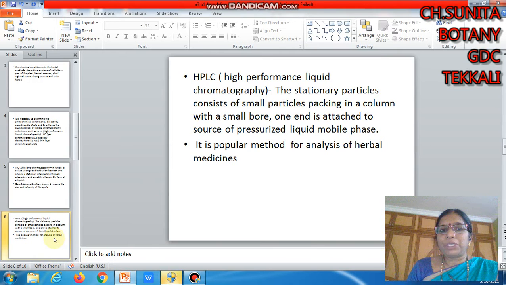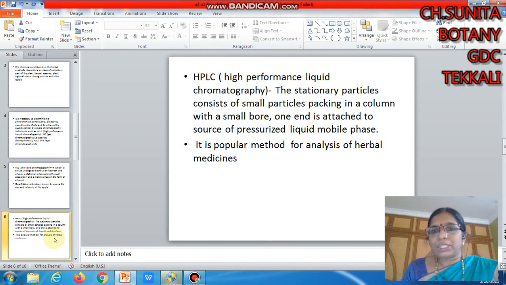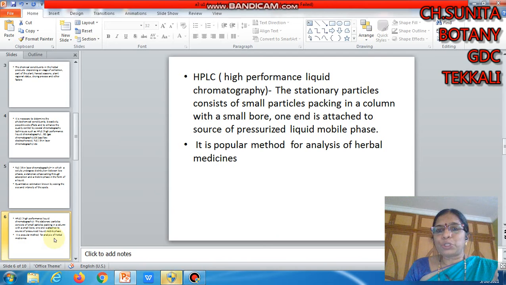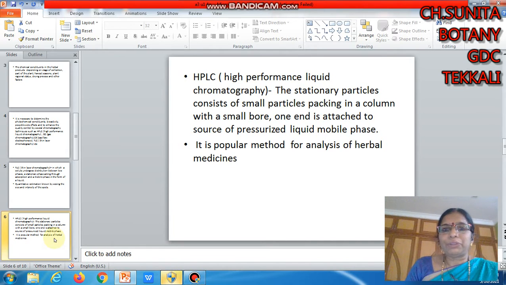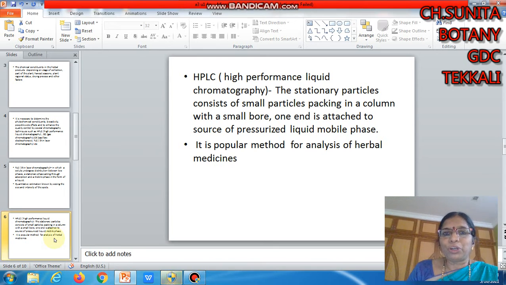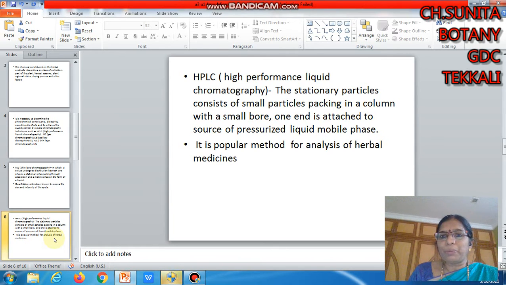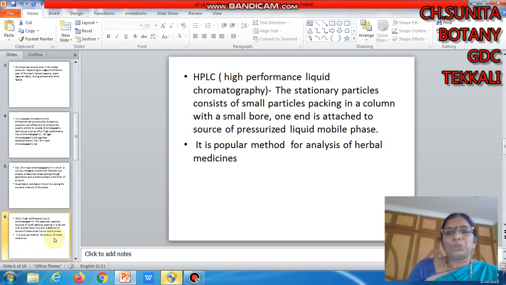Next one, HPLC, high performance liquid chromatography. The stationary phase consists of small particles packed in a column with a small bore. One end is attached to the source of a pressurized liquid mobile phase. So it is a column-like instrument by which we can pressurize the mobile phase, so that we can analyze the drug chromatographically. It is a popular method for analyzing herbal medicines. Mostly herbal medicines are analyzed by this method.